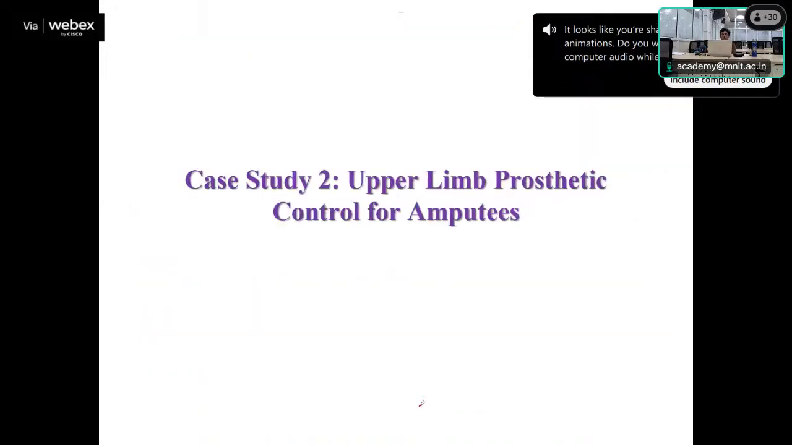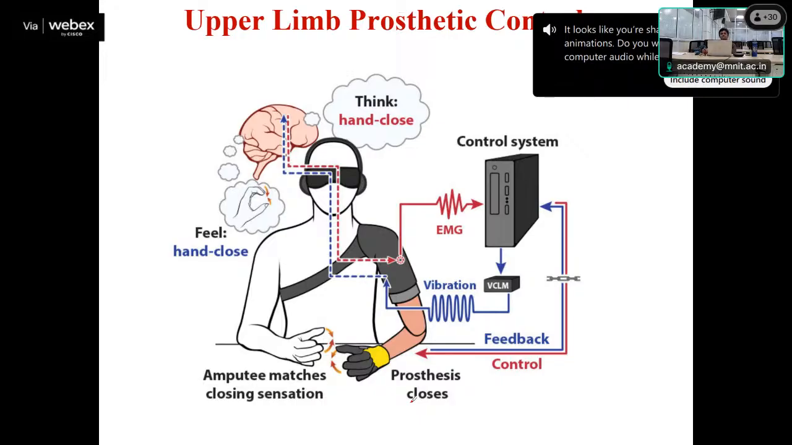Now we are moving towards the second case study. In the second case study, we are discussing upper limb prosthetic control. We consider the hand a very important organ of your body. Just think about the daily activities that you perform with the help of your hand. Now, a person who does not have a hand, we consider as an upper limb amputee.